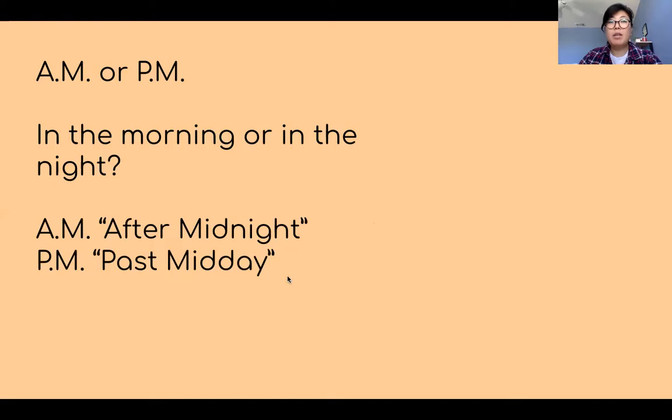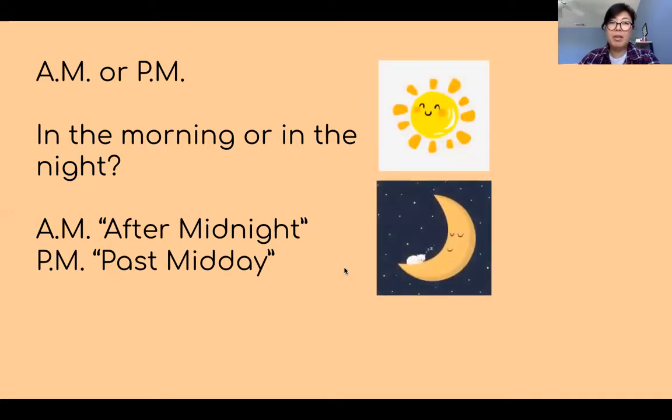Another way for you to remember when it's PM is P stands for past, M stands for midday. So when it's past the midday, the middle of the day is usually noon at 12 p.m. when we eat lunch. So that would be PM, and after that would be PM. And so we got AM and we got PM, to know morning and night.